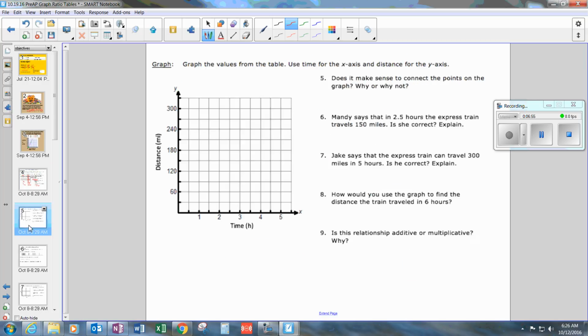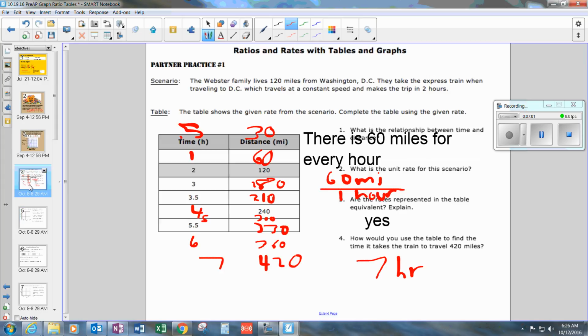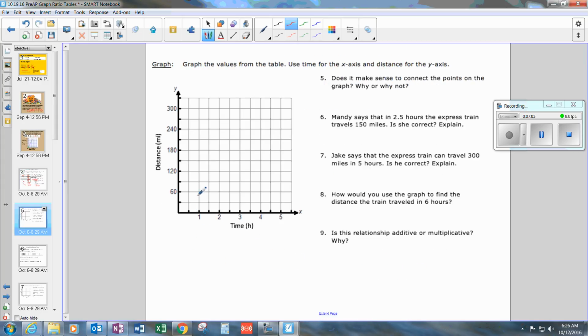So graph the values from the table. Let's graph the values and use the time for the x-axis and the distance for the y-axis. So 1 hour is 60 miles. 2 hours is 120. 3 hours is 180. 0 hours is 0 miles. 4 hours is 240. 5 hours is 300.